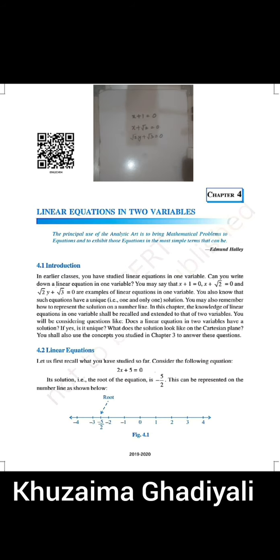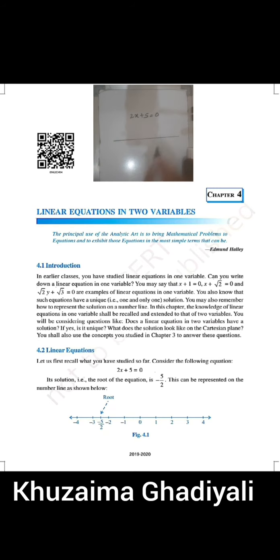So first of all, we will discuss linear equation in one variable, and let's recall from the previous class concept. Suppose I have one equation, that is 2x plus 5 is equal to 0. Now how can we represent this linear equation? How can we represent the solution of this linear equation on the number line?